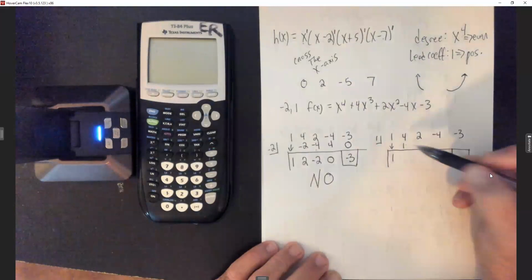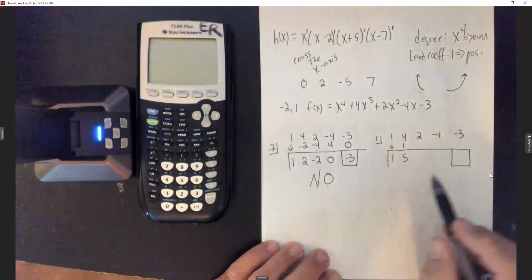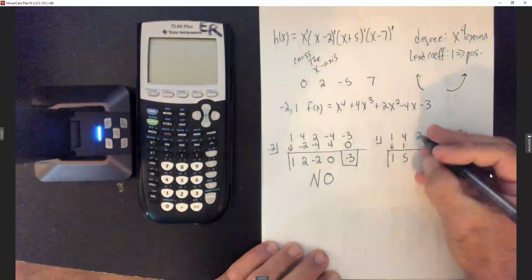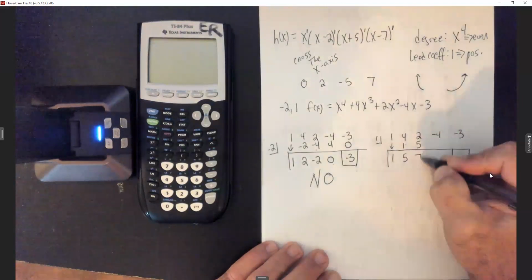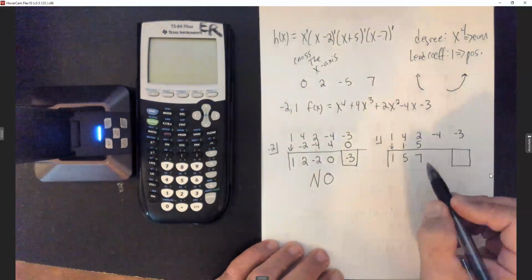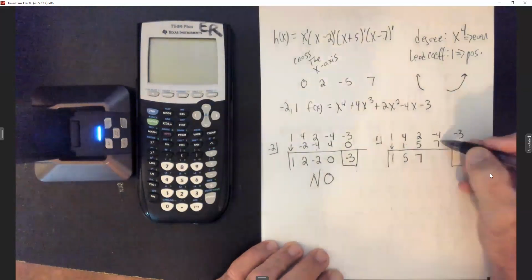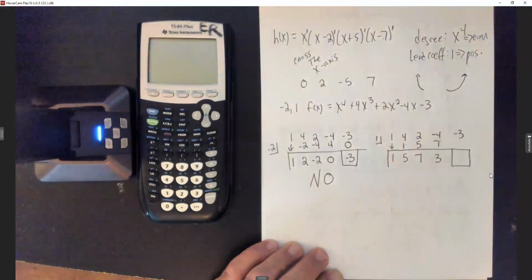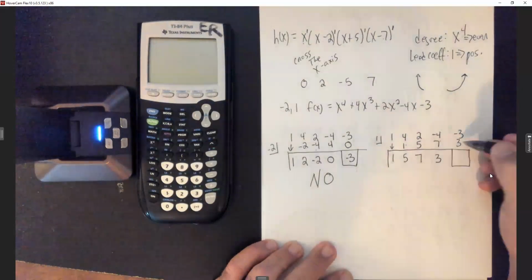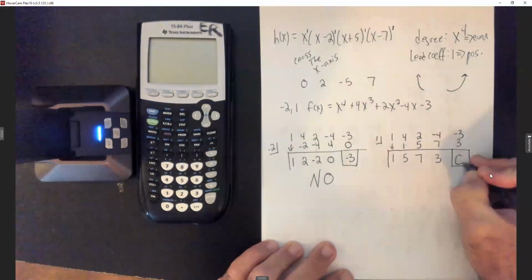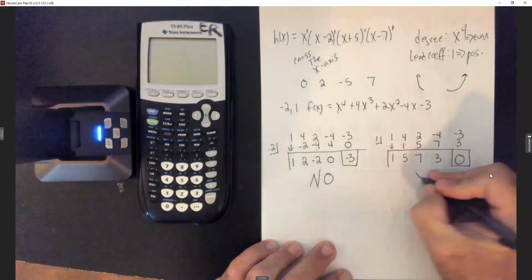And then we repeat the process. 5 times 1 is 5. 2 plus 5 is 7. Then we repeat the process. 7 times 1 is 7. -4 and 7 give me a 3. Then we repeat the process. 3 times 1 is 3. Uh-oh, y'all, -3 plus 3 is 0. So that would be a yes.